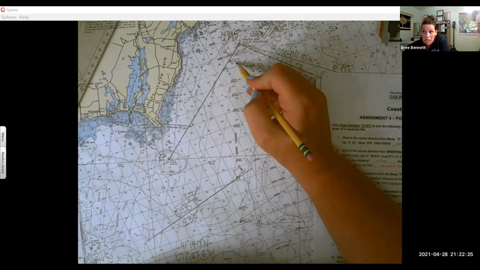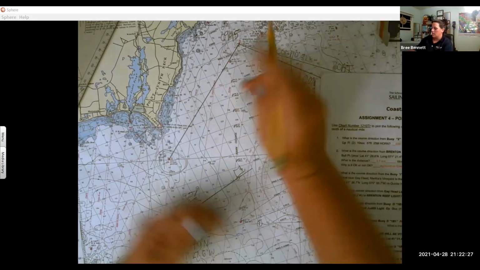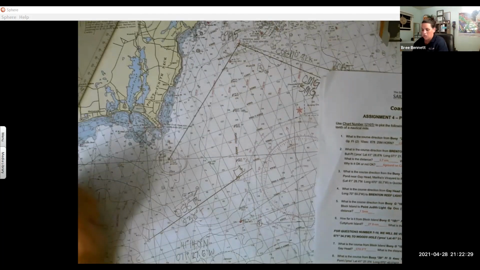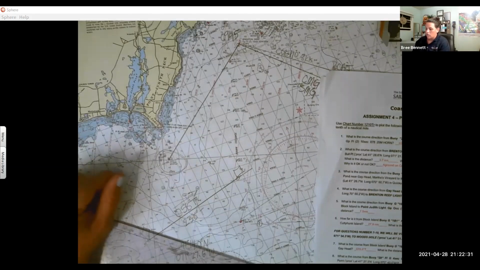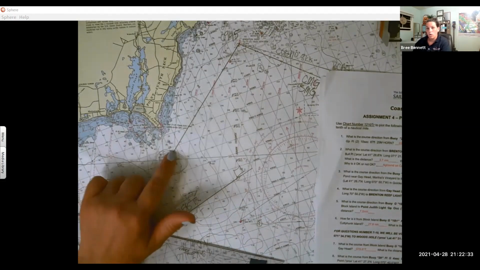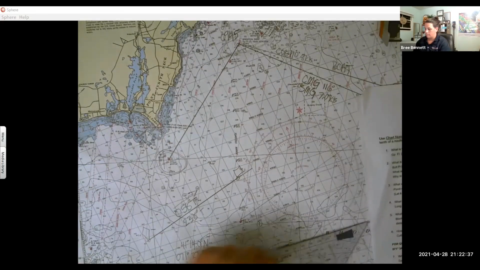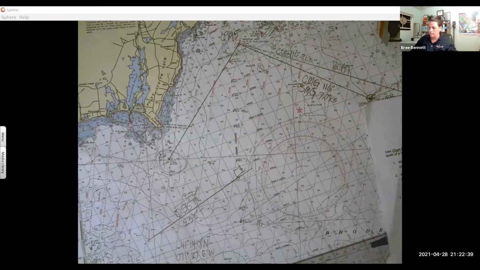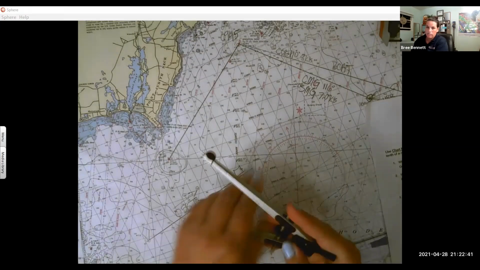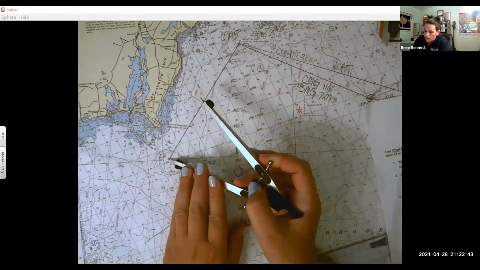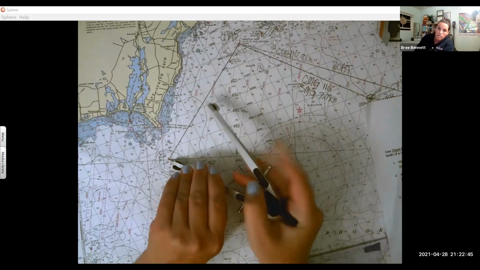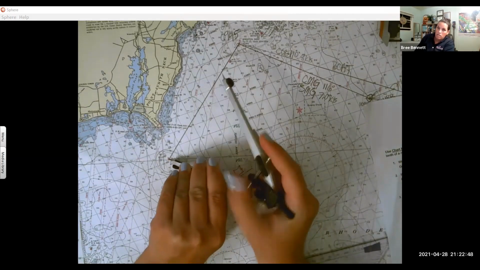Just to mentally note. But it's just an exercise. We're just going with it. Okay, so what is the course and distance? Let's start with the distance because that's going to be straightforward. So we're going to measure from our buoy to our light.